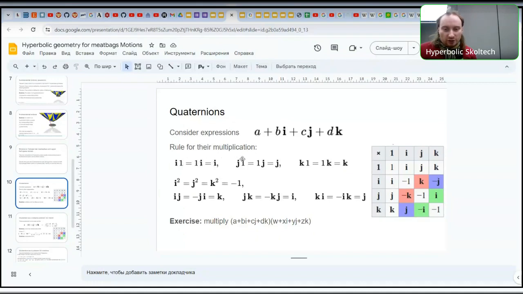When you take squares, you get minus 1 for i, j, and k. For 1, the square of 1 is 1. The multiplication of i and j is computed this way: i multiplied by j is the negative of j multiplied by i, and it is k. So this multiplication is not commutative. This is like matrices. And jk equals minus kj equals i, ki equals negative ik equals j.